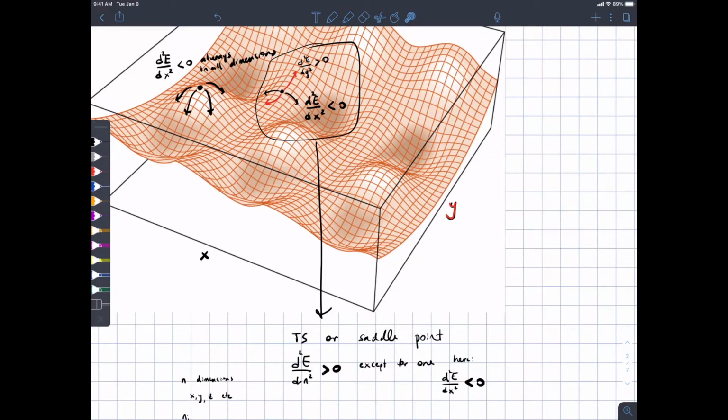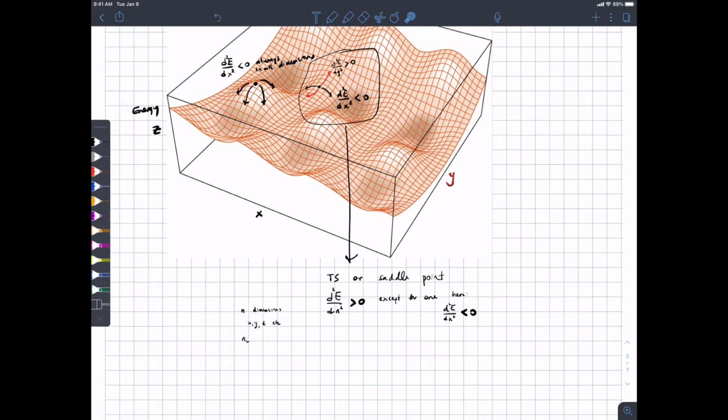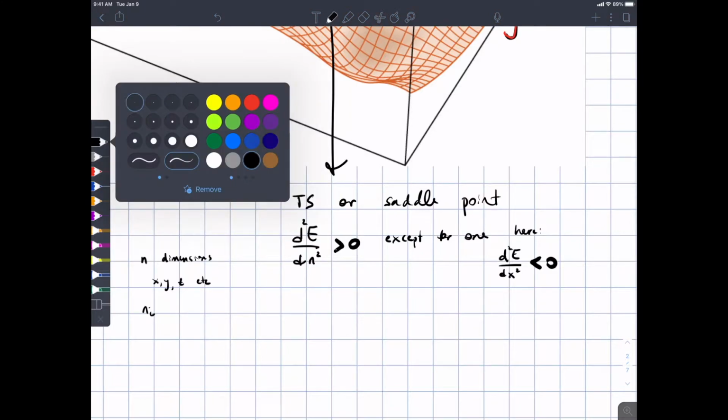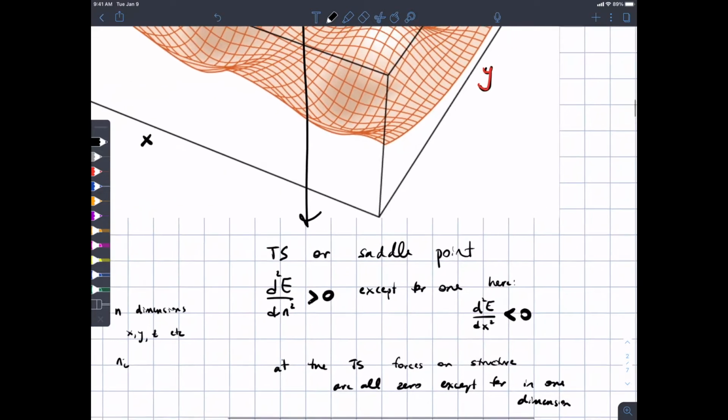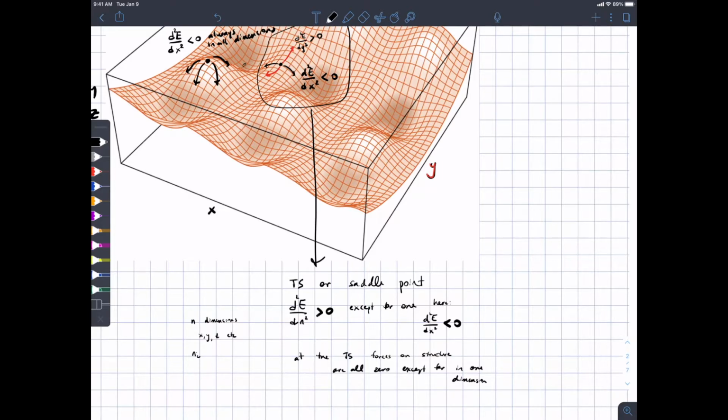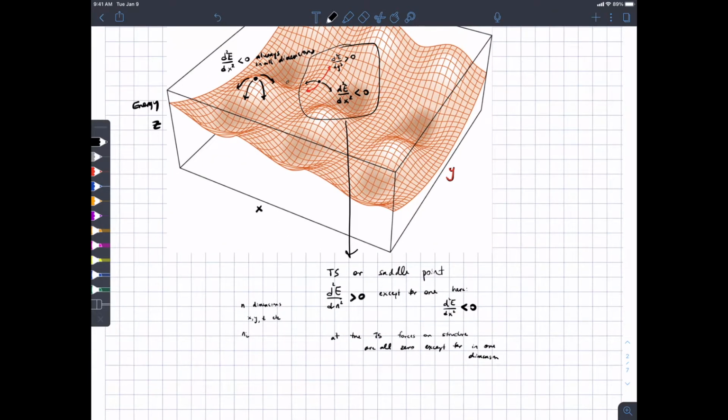Okay? Another way of saying that, and I can show it to you mathematically, but we don't necessarily need to, is that at the transition state, the forces on a structure, or the activated complex, are all zero except for in one particular dimension. Whereas at the minimum, all forces on the structure are zero in all directions. Okay. Not sure I did the best job on that.